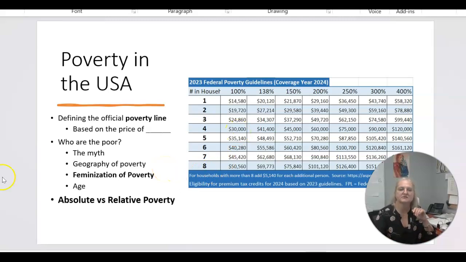The myth is, so here's another important question: who is poor? The myth says that it's like urban men, right? Urban black men, if you think of what our culture tells us. But in fact, the most likely person to be poor are women who live in rural places. This is what we call the feminization of poverty.